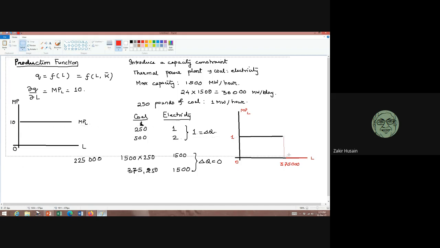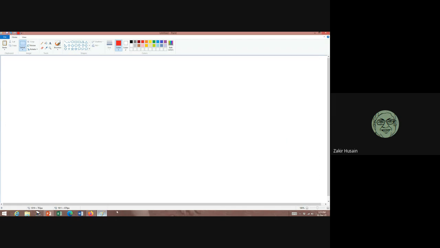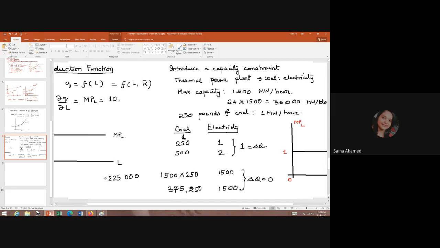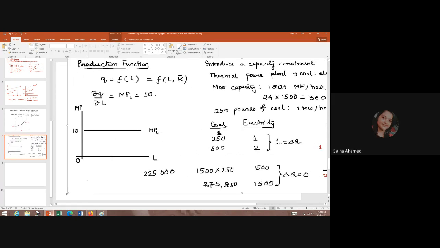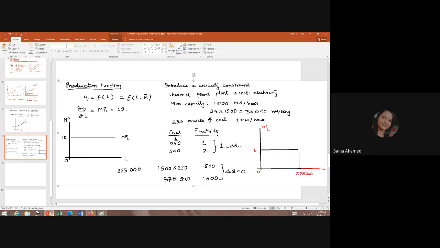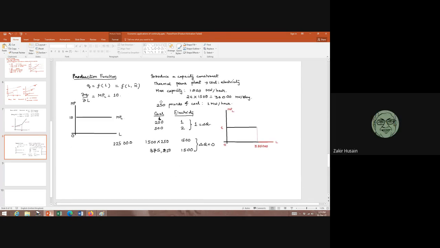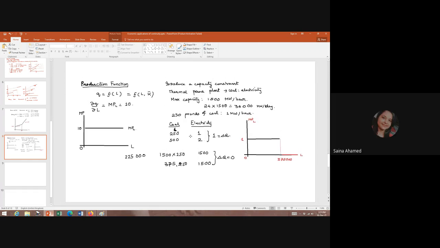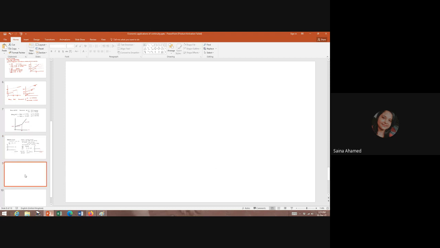By the way, how much did SM cover? Sir, she is doing the perfect substitutes numerical part in production. Yeah, production. She did ratio line and expansion path last.